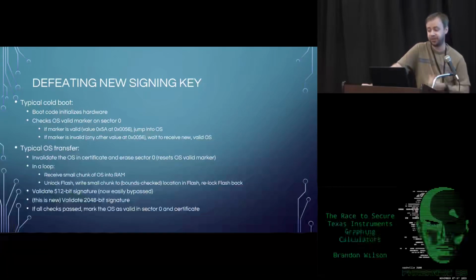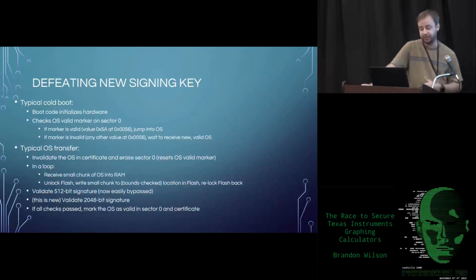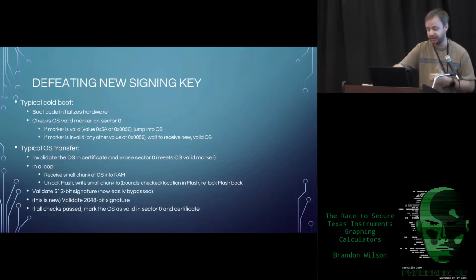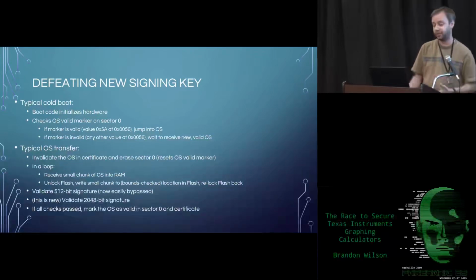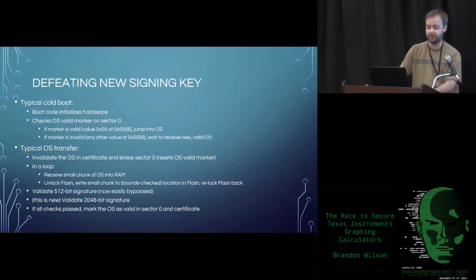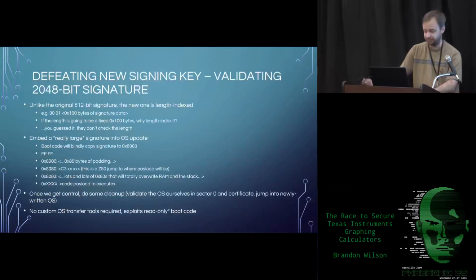Then in a loop, it keeps receiving small chunks of the OS over and over into RAM, and then unlocking flash, writing that to its destination, and then relocking flash. Once that's all done, it's time for the boot code to validate the 512-bit signature in the OS, which is effectively useless now because we can generate that signature ourselves. But then it goes to validate the 2048-bit signature. And if all those checks pass, it marks the OS as valid in flash sector 0 and in the certificate, and then it jumps into it. So that's pretty normal.